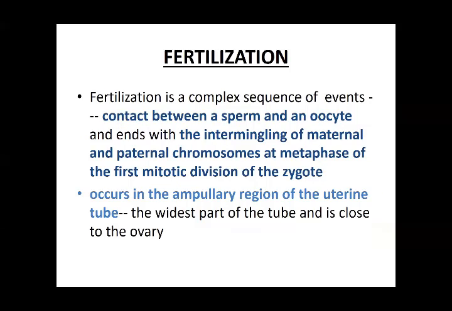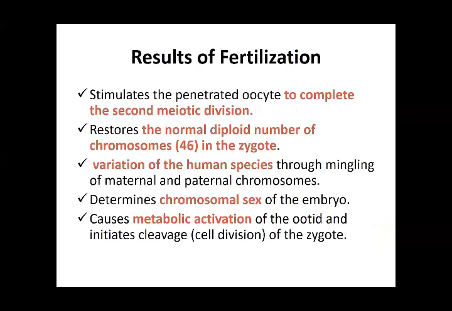So fertilization is a complex sequence of events. Contact between a sperm and an oocyte ends with the mixing of the maternal and paternal chromosomes at metaphase of the first mitotic division of the zygote. It occurs in the ampullary region of the uterine tube. What are the results of fertilization? What happens once fertilization has occurred?